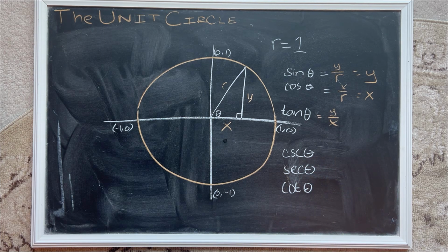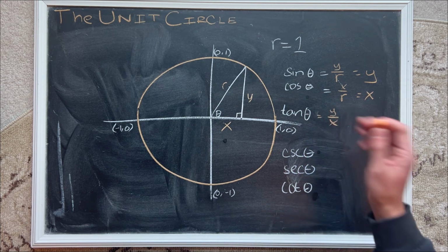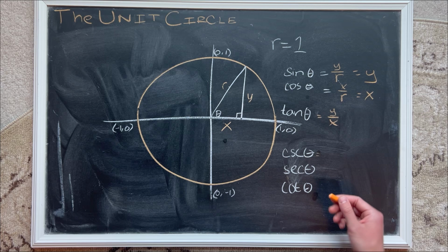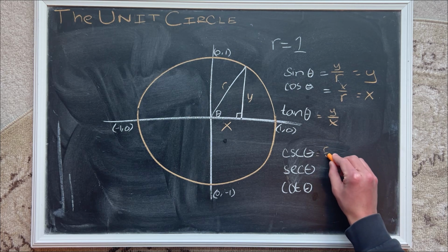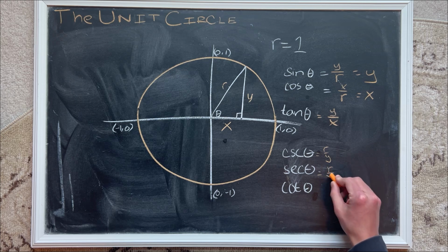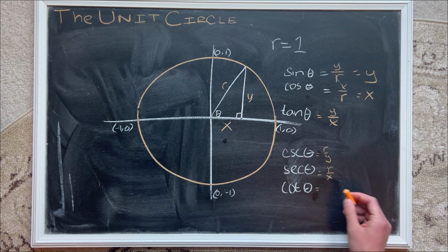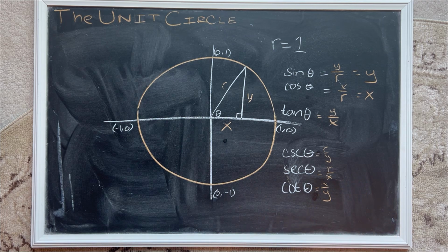And these each have an opposite up here. So cosecant is the reciprocal of sine. That means that instead of y over r, it's r over y. For secant, same thing. Instead of x over r, it's r over x. Instead of tangent being y over x, cotangent is x over y. All right? So those are the main ratios for each of the 6 trigonometric functions.